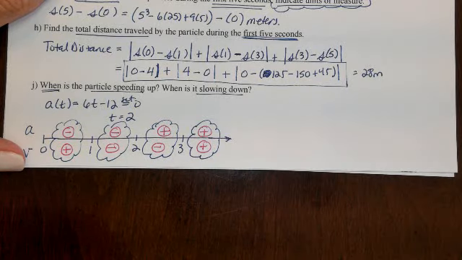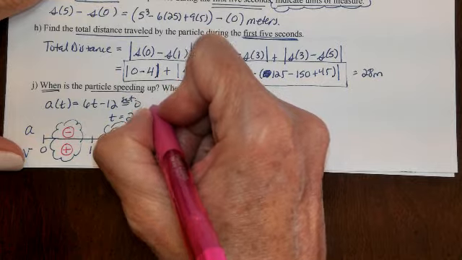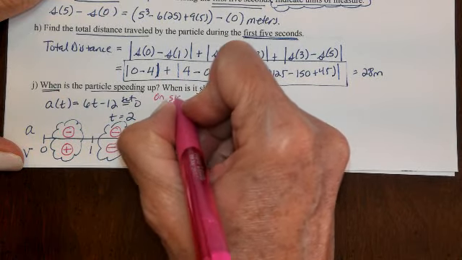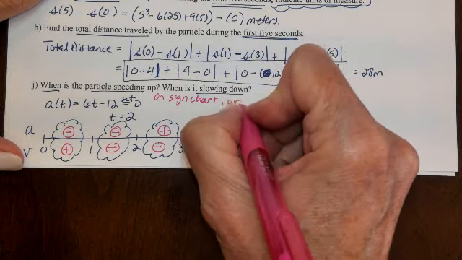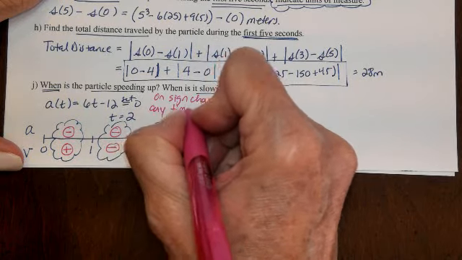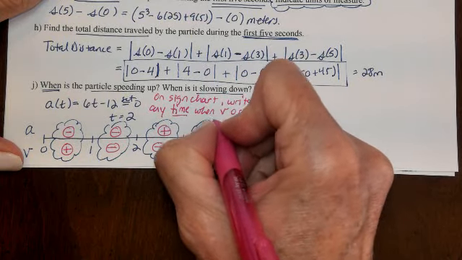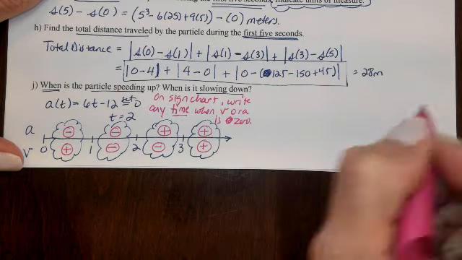Okay, so for the sake of your notes here, we did these values on your sign chart. Write any time when V or A is 0. Okay.